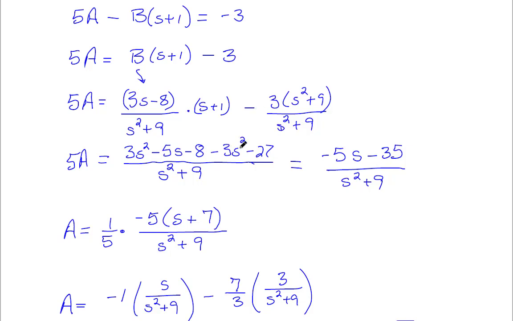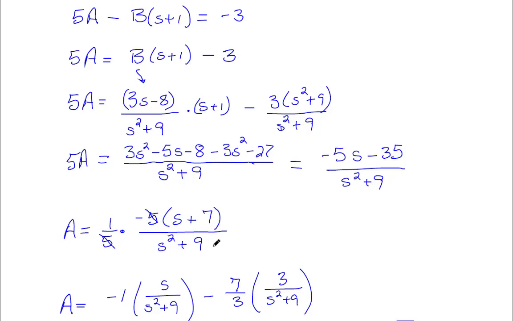Bring in the minus 3s squared minus 27. The good news is the s squared stuff goes away. I've got a minus 5s minus 35. All right, so at that point, two things are going to go on. I'm going to take out the minus 5. There's still this 5 multiplied by a. So divide both sides by 5. We get to there. The 5's are going to cancel.